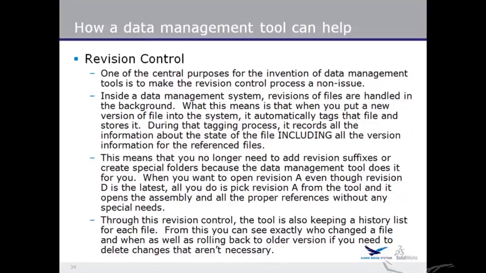So this is where you've got your assembly at Rev A and your assembly at Rev B. And Rev A references different components than Rev B does. So if you open Rev A, it'll open Rev A with the right components. If you open Rev B, it'll open Rev B with the right components. You don't have to do any of that appending rev names to things. You don't have to do file zipping. You don't have to do any of that stuff. It is all there inside the data management system.